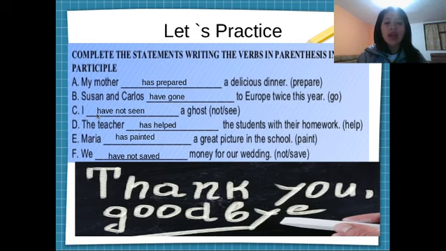I plus the auxiliary have. This is negative, have not. And the past participle form of the verb see, which is seen. The teacher could be he or she. We are going to use has. And the past participle form of this verb, the regular verb, we just have to use ed. Maria is she. We have to use has. And the past participle form of paint, painted, because it's a regular verb. And also we have, right? Not saved, the past participle form of the verb save. We just have to add ed, right?